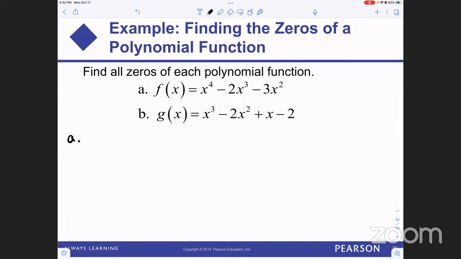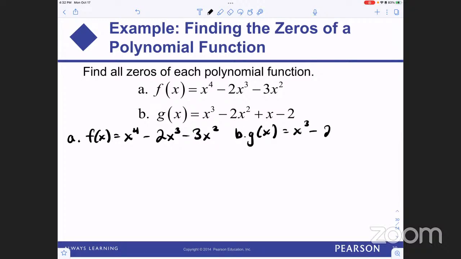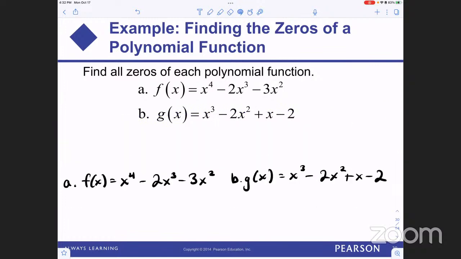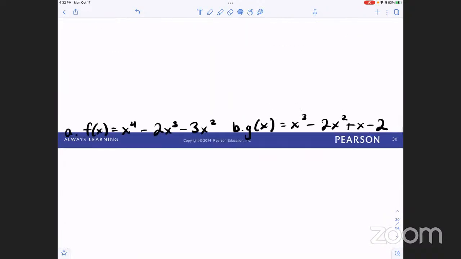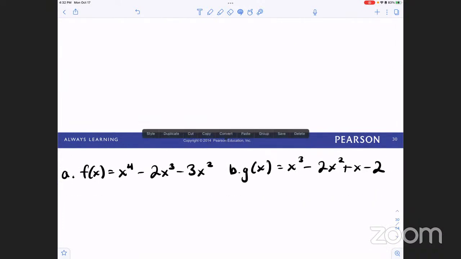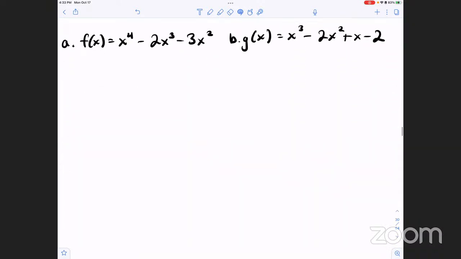So for A, we have f of x equals x to the 4 minus 2x cubed minus 3x squared. And then for B, we have g of x equals x cubed minus 2x squared plus x minus 2. Okay. I just want to take all of this and put it right here. So we're asked to find the zeros. In other words, we want to set each of these to 0 and solve.